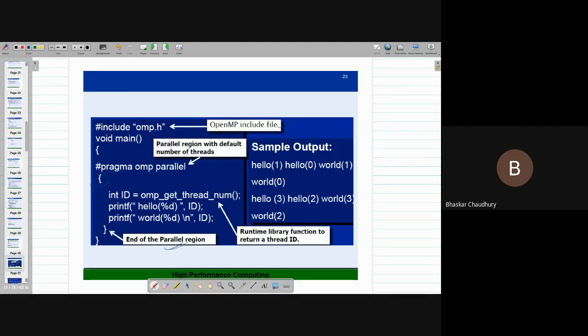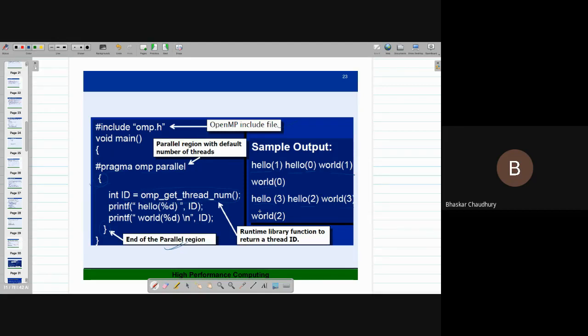Now what you have done is introduce ID and you are using omp_get_thread_num, which is a function. It is a runtime library function to return a thread ID. If you have 4 threads, each thread has its own ID, so you will get hello 0, 1, 2, 3. It starts from 0. And the interesting thing to note here is that they're not in order. You are first getting hello 1, then hello 0, then world 1, world 0, hello 3, hello 2, world 3, world 2. You are not getting them in order, because any thread can finish in any order.